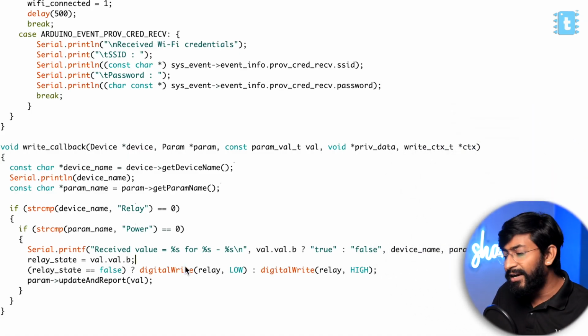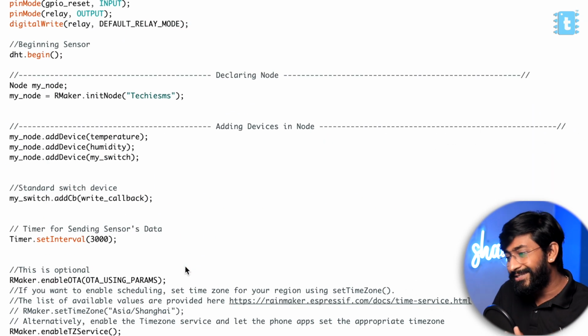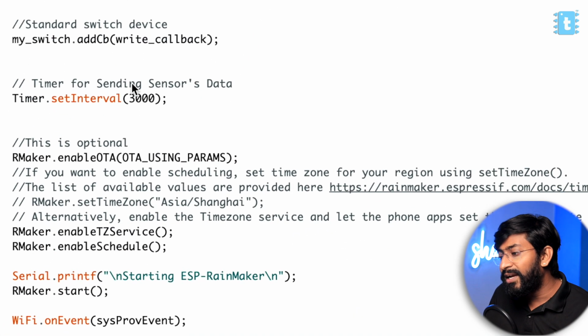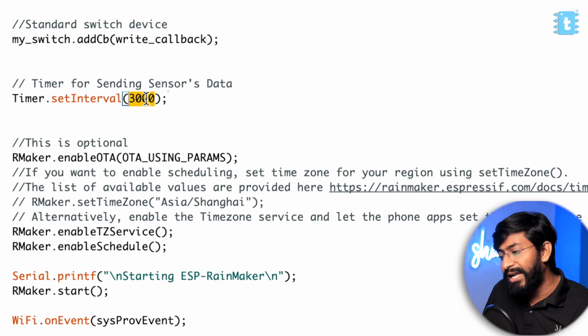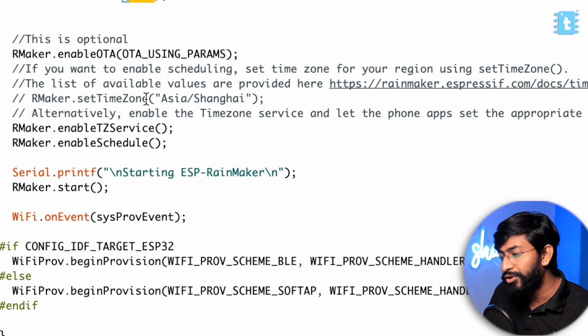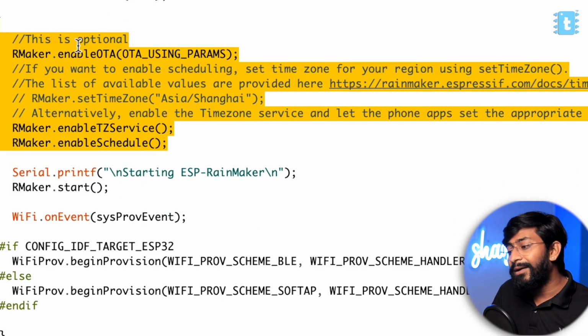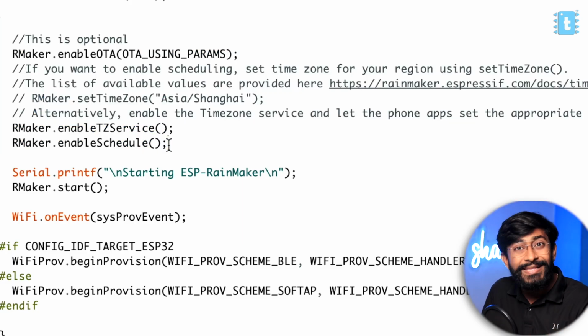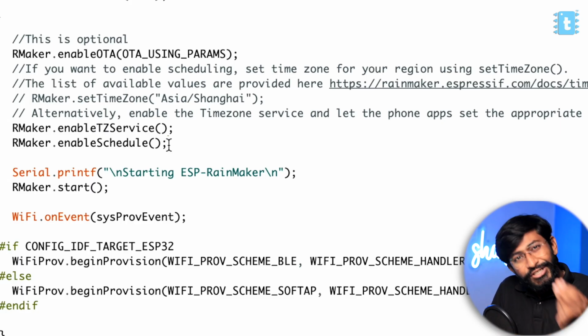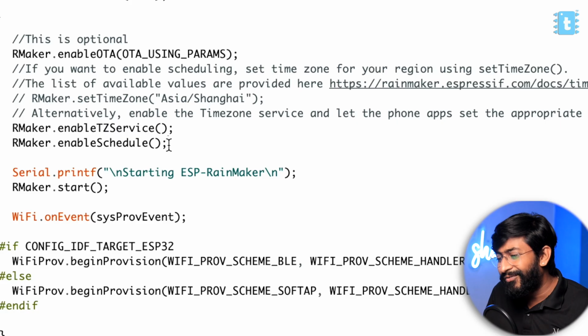Great. So the relay part is done. Now remaining is the temperature sensor and the humidity sensor. After that, here I'm setting the timer for an interval of 3 seconds. So after every 3 seconds, I want to send the sensor data. You can change it according to your choice. After that, here we are enabling a couple of features like OTA, schedule, everything. Yes, we can schedule our appliances in RainMaker itself. Like we can turn on the relay at a particular time, turn off the relay at a particular time. We can definitely do that.